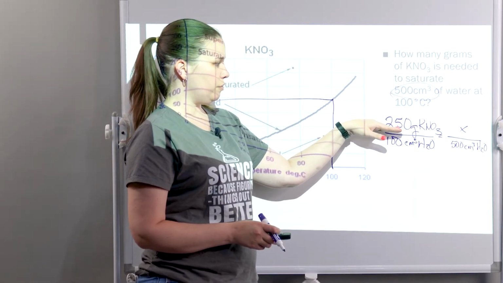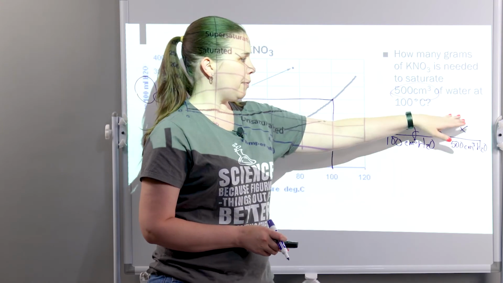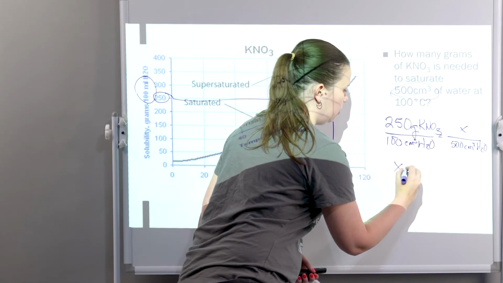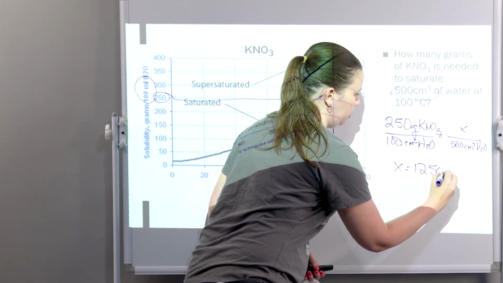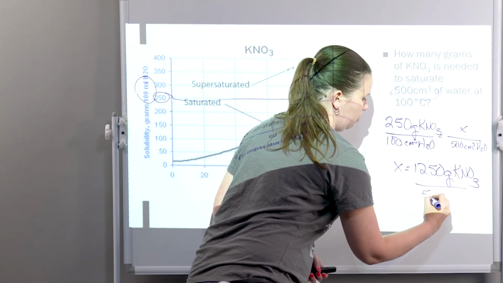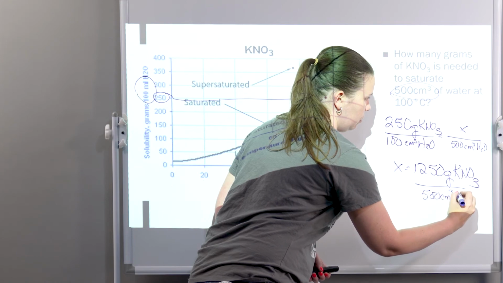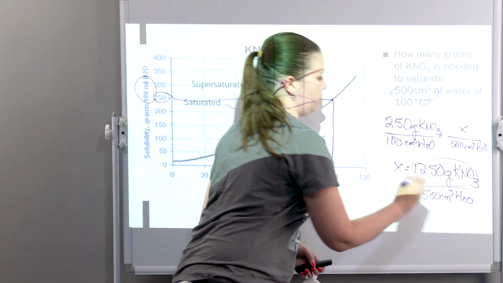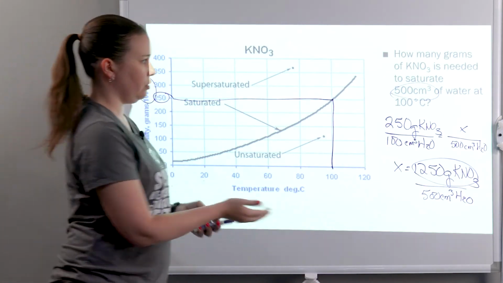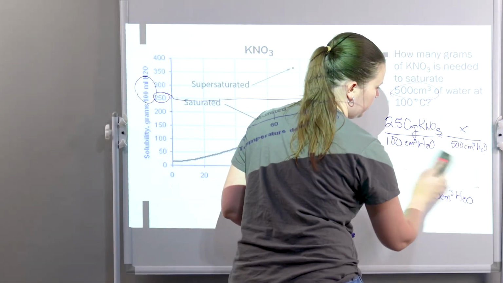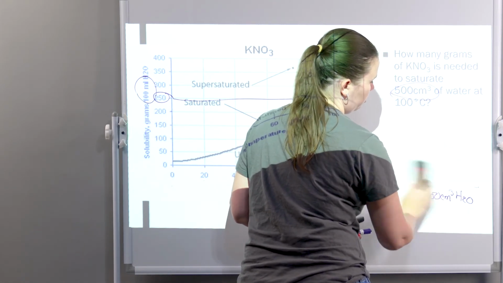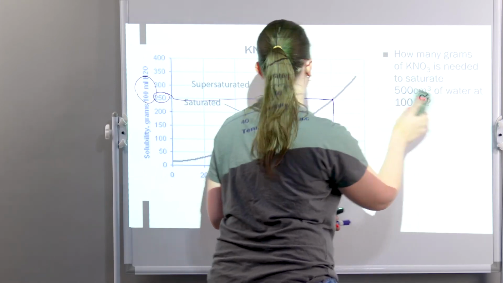So if I have 250 grams of KNO3 per 100, how much do I have per 500? We would have 5 times as much, or 1,250 grams of KNO3 per 500 cubic centimeters of water. 1,250. If it asked for less water, you could also end up cutting it in half too. So basically you're using your graph in order to find out the base number and then adjusting for the volume of water using a proportion.